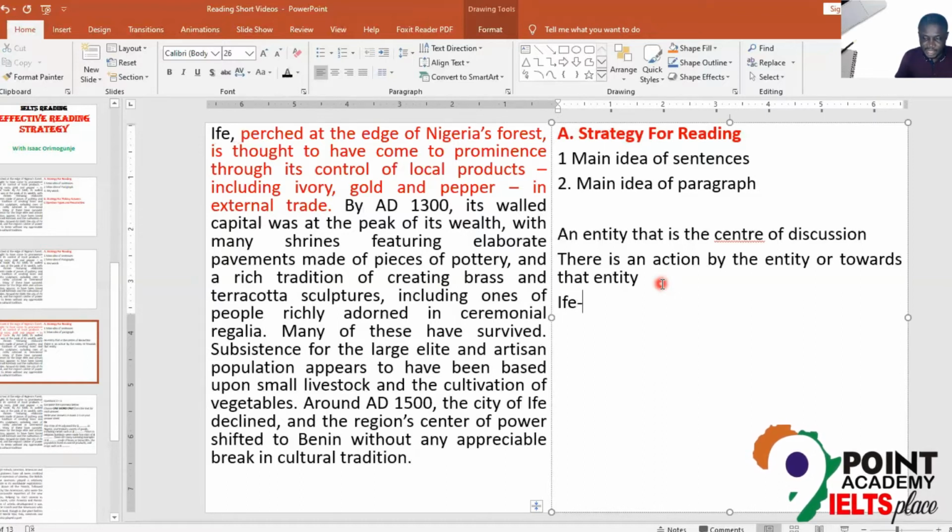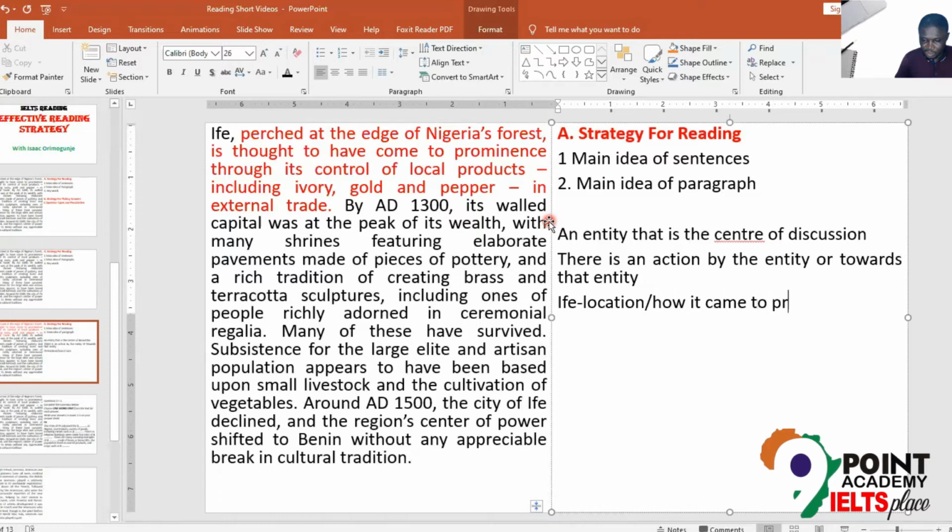So what is this saying about Ife? "Perched at the edge of Nigeria's forest" is giving us the location of Ife. And what is this saying? "Is thought to have come to prominence through..." is how it came to prominence. Under exam condition, you are getting what that sentence is talking about: came to prominence through control of local products, including ivory, gold, pepper.